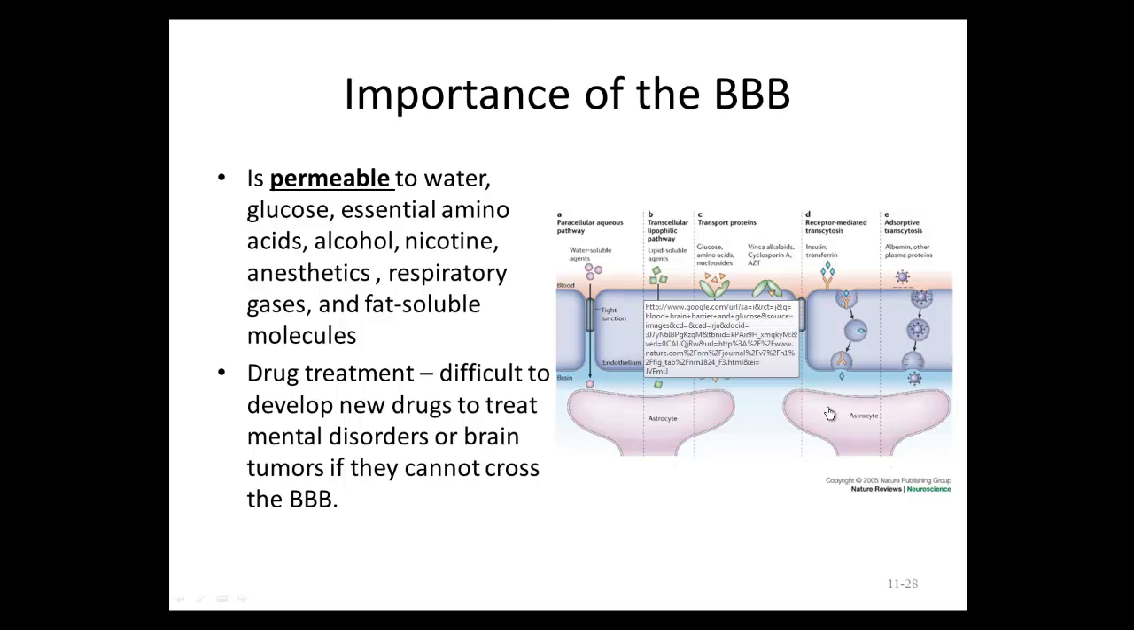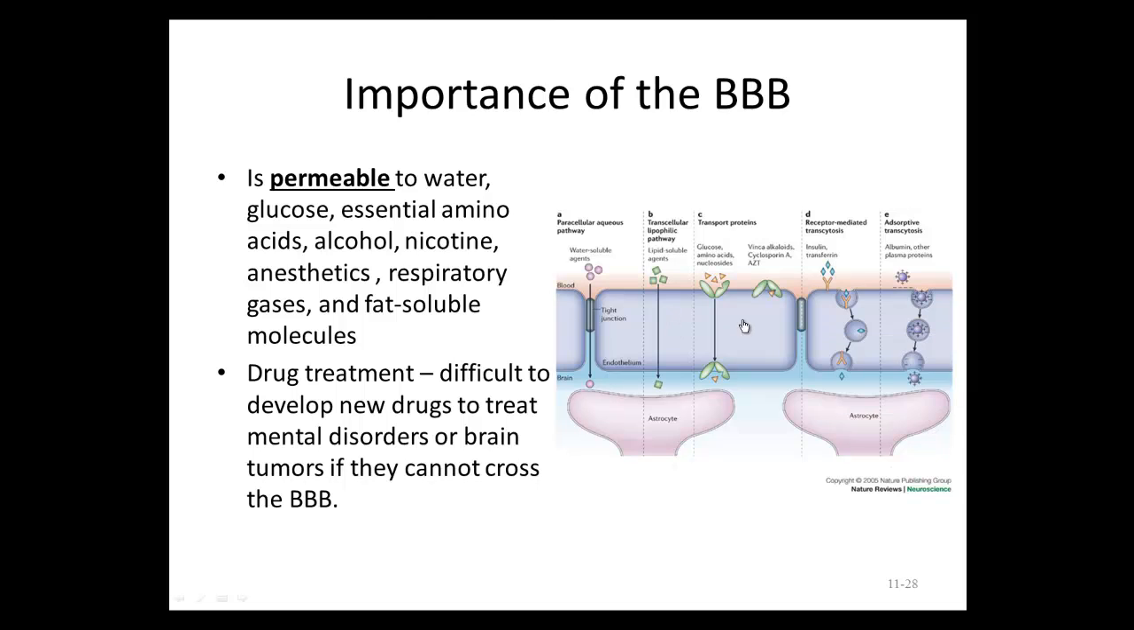Here we can see the different paths that different molecules have to take. Things that can dissolve in water have a hard time squeezing through these tight junctions between the cells that make up the capillaries of the blood-brain barrier. So here, these are individual cells of the blood-brain barrier. Here we can see fat-soluble substances. They can diffuse right across.